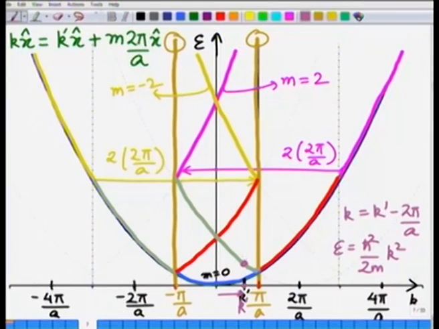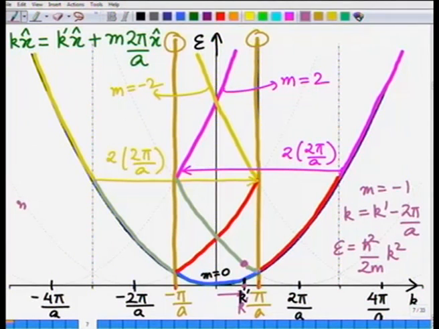Similarly, for the same k prime, if I took m equal to 1, I would write k, using this k prime value here, plus 2 pi by a, and in that case again the energy will be calculated in the same way, and I will find the energy to be here. And if I use similarly m equal to minus 2, and m equal to plus 2, then I will be right here, in these 4 points, and this way for the entire parabola.